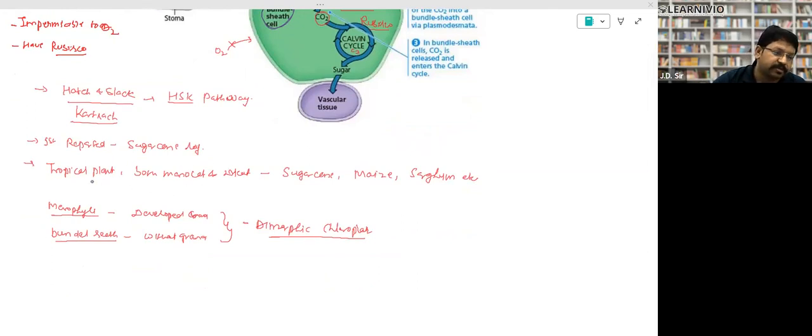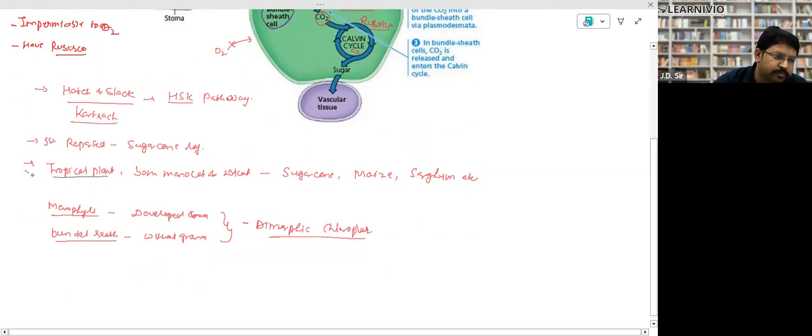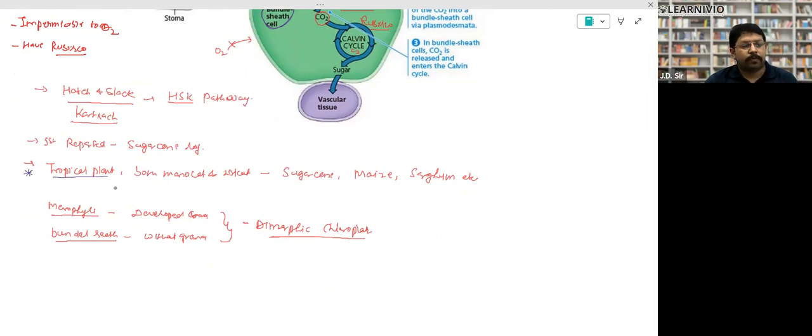Where does it take place? It takes place in tropical plants. That is also important, or you may get the question, which of the following are C4 plants? Tropical plants can be both monocot and dicot. Remember examples: sugarcane, maize, and sorghum. They are the C4 plants. These all three examples have been asked in medical examinations.